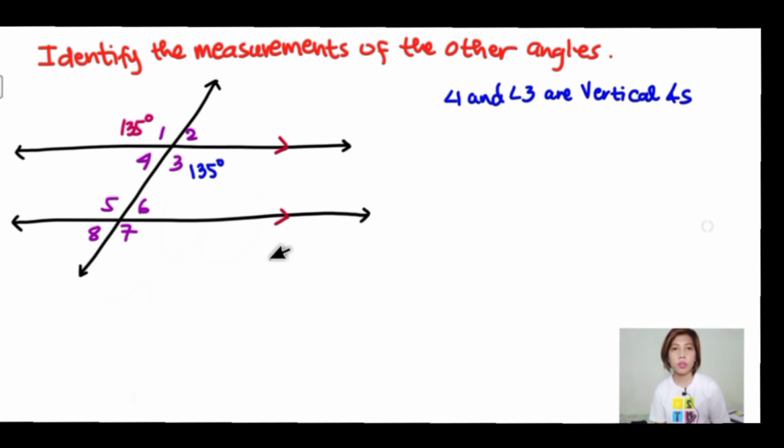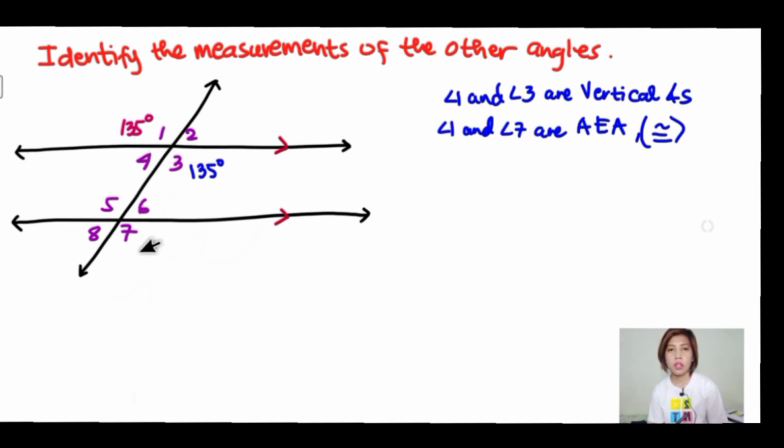Then, pwede din natin magamit yung alternate exterior angles. Si angle 1 tsaka si angle 7. So, angle 1 and angle 7 are alternate exterior angles. So, therefore, sila ay congruent. Okay, lagay ko dito, congruent. So, ibig sabihin, si angle 7 is also 135 degrees.